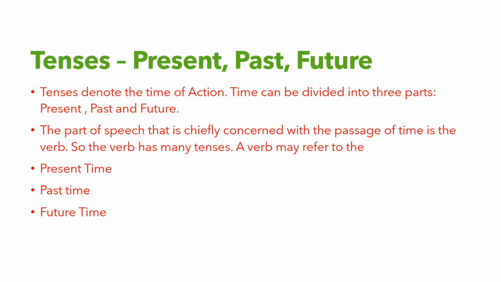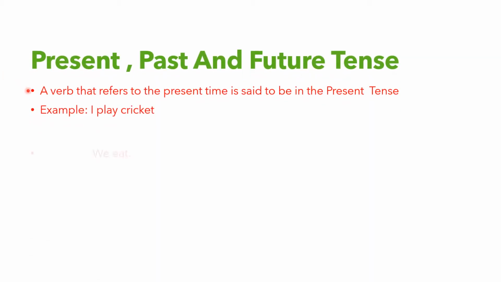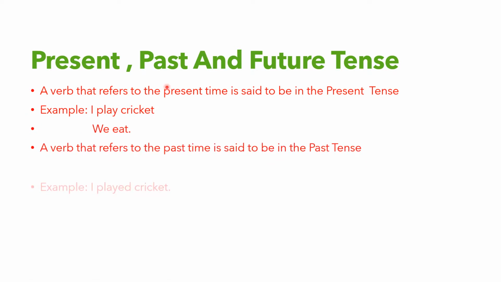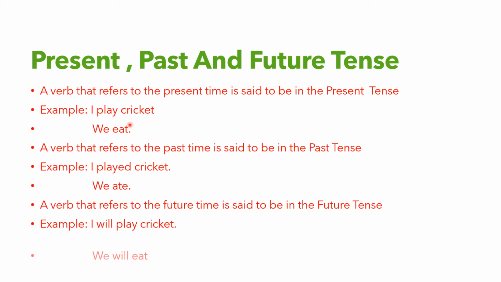The part of speech that is chiefly concerned with the passage of time is the verb. So the verb has many tenses. A verb may refer to the present time, past time, and future time. A verb that refers to the present time is said to be in the present tense.